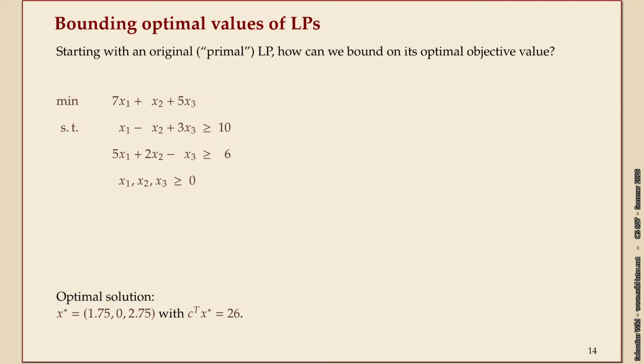Let's first see how this works. And this I don't want to rush too much, because if you've seen it once the right way, you never need to remember the rules for dualization. So here's our fictitious LP from before. The goal is to bound its objective value. It's a minimization problem, so we'd like to have a lower bound for how good this can possibly be.